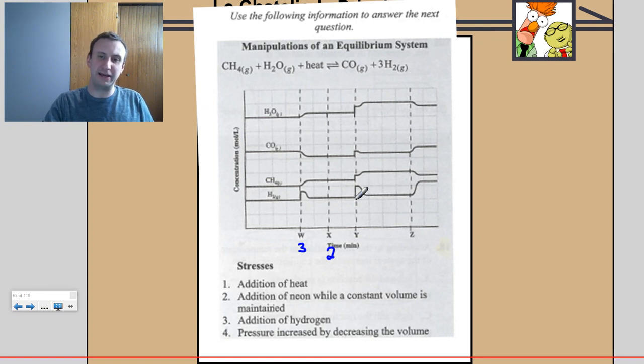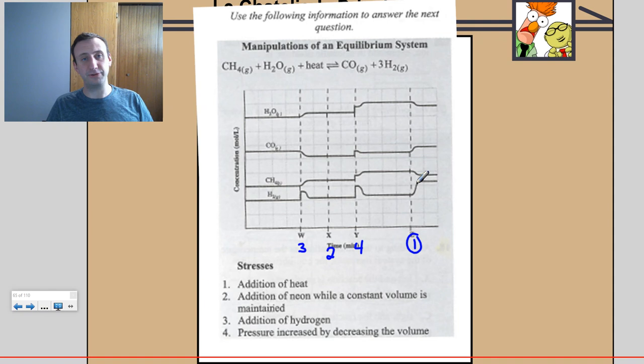For Y, I can see a dramatic increase in everything right off the bat. So this is decreasing the volume. I have changed the concentration of everything to up based on the volume decrease. And then finally for Z, I can see a gradual shift of stuff. So this is going to be addition of heat, right? Based on the fact that everything is changing gradually. It wasn't a sharp change in anything. So I know that that's a temperature change. And not everything is going in the same direction as well. So I also know because of that, that has to be a temperature change and not a volume change.